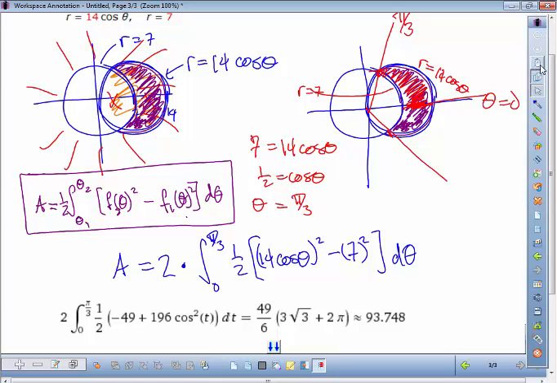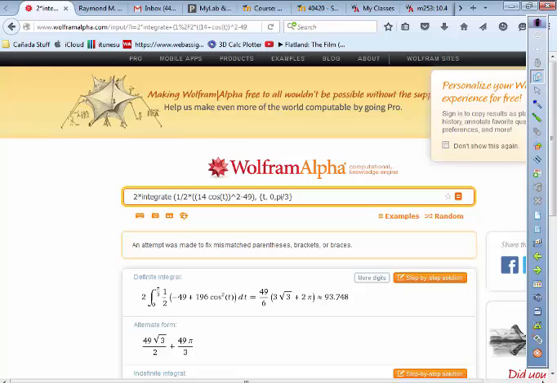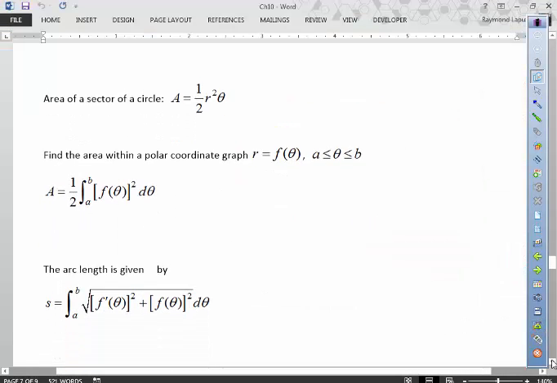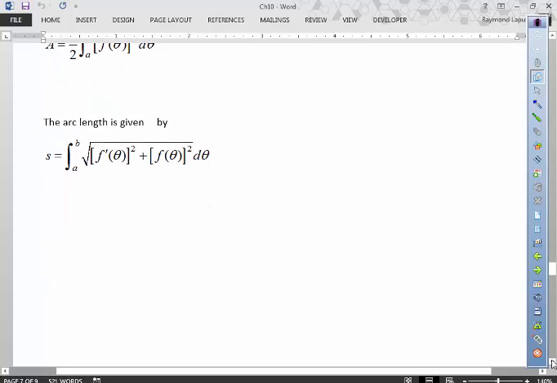All right, let's move to arc length. Here's a formula for arc length. We can derive it.